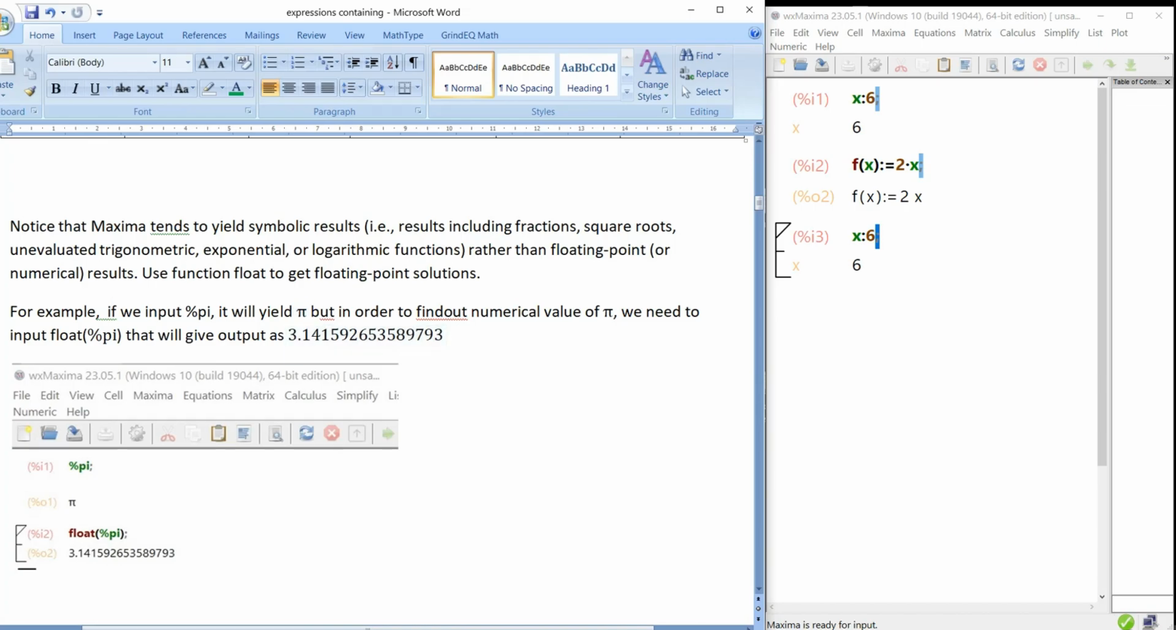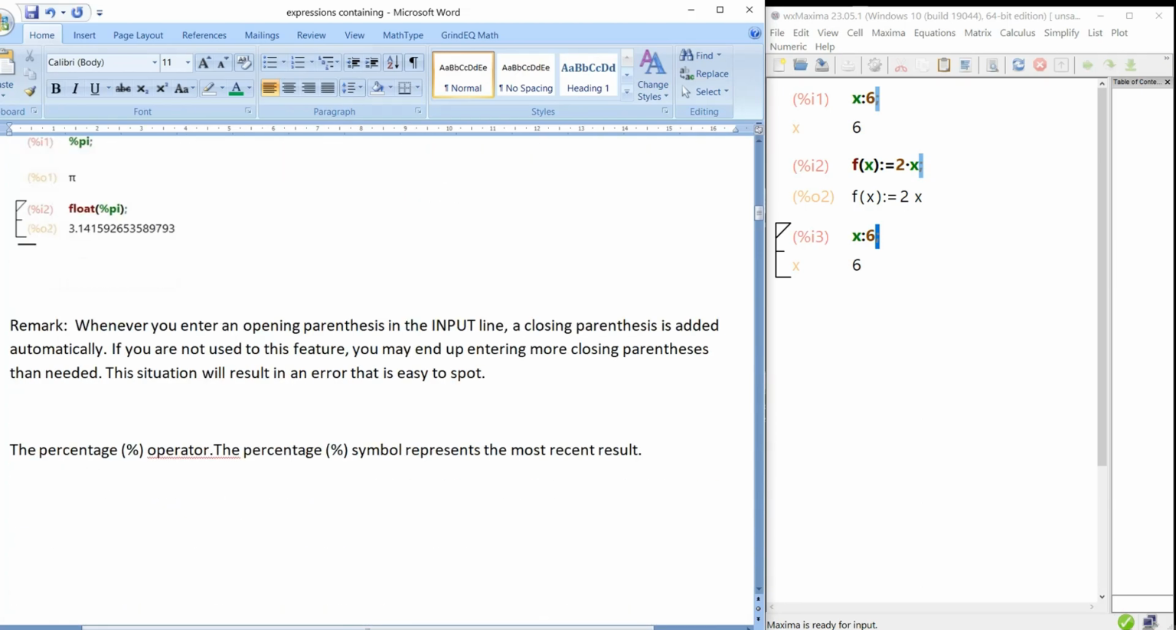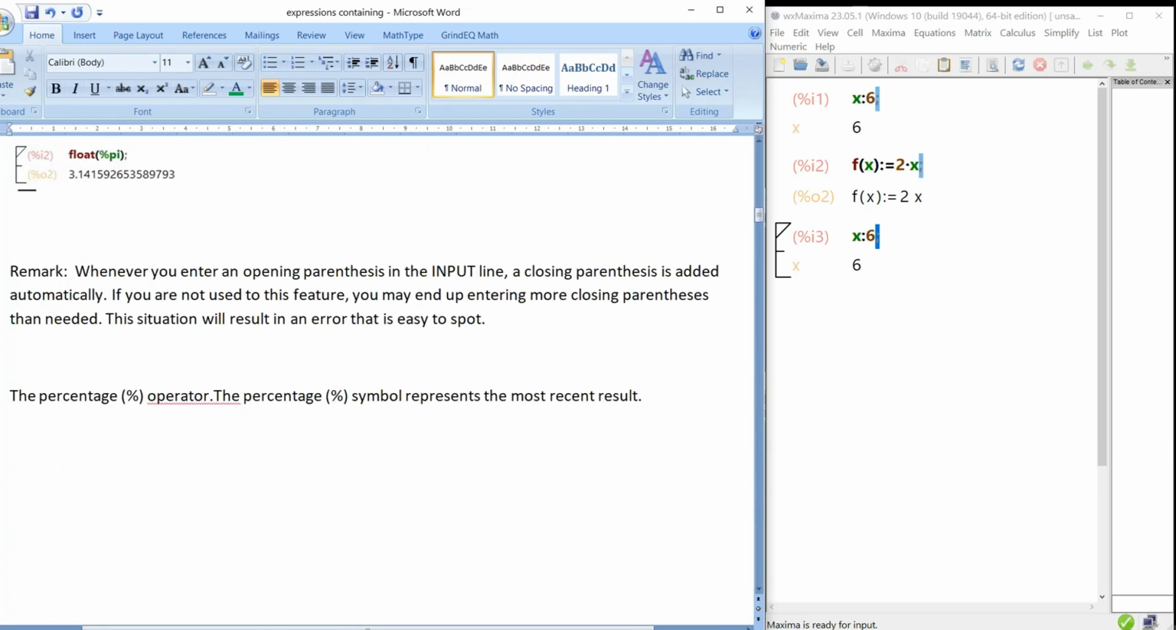But if we want to find the numerical value of pi, I have to use another function, that is the float function, right? Are you getting my point? Float percent pi. After using the float function, we will get the output in the numerical form. It is not symbolic form now, it is numerical form. Okay, 3.14 and so on. Okay, this is the screenshot of the output attached.